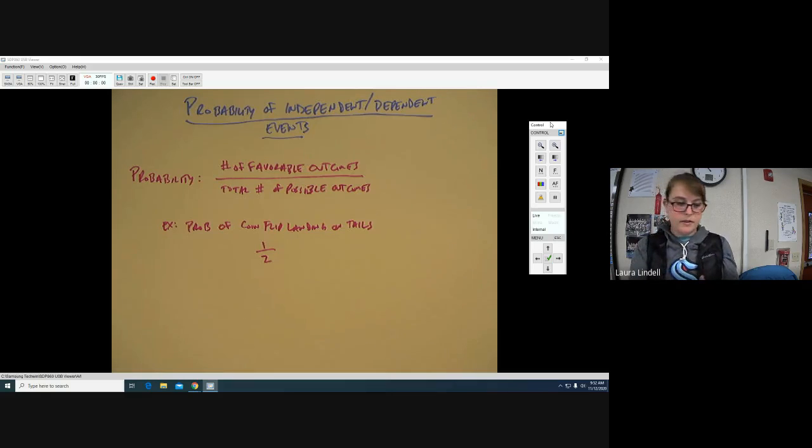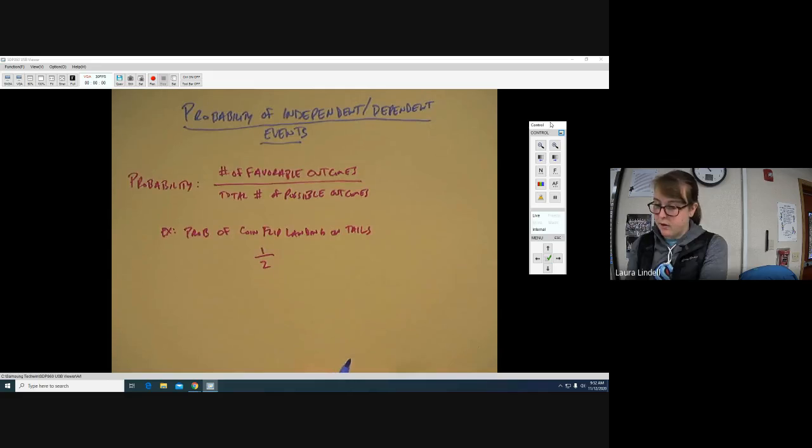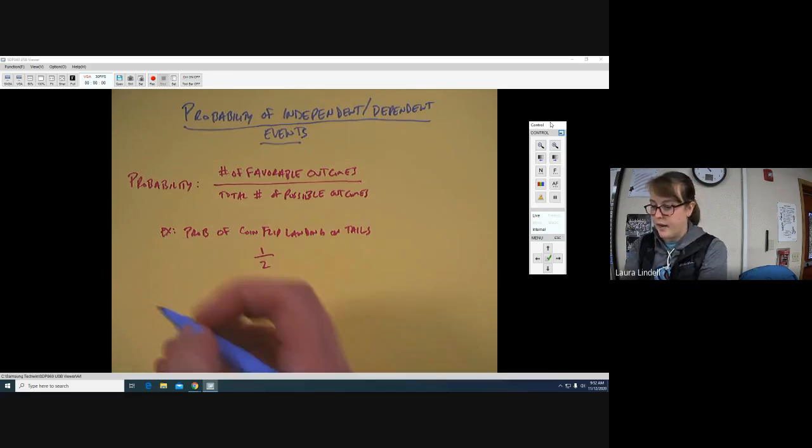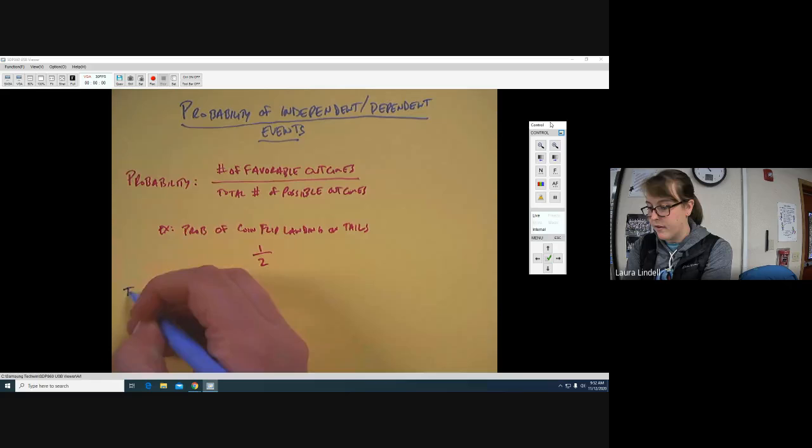Today, what we're going to talk about is probability of more than one thing happening. So this is going to be probabilities of compound events, or more than one event happening. So there's two different kinds of multiple events. There's independent and there's dependent. Independent is when they do not affect each other. Dependent is when they do affect each other. So we're going to talk about that next. So we're going to start with independent events.